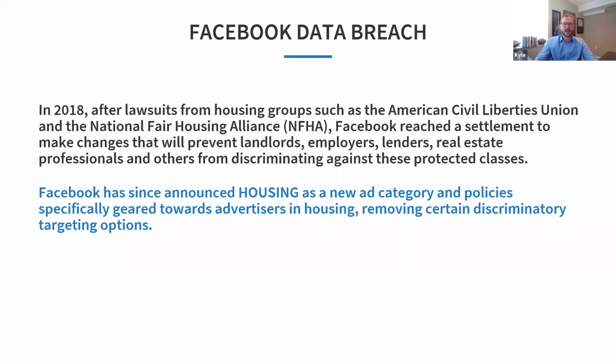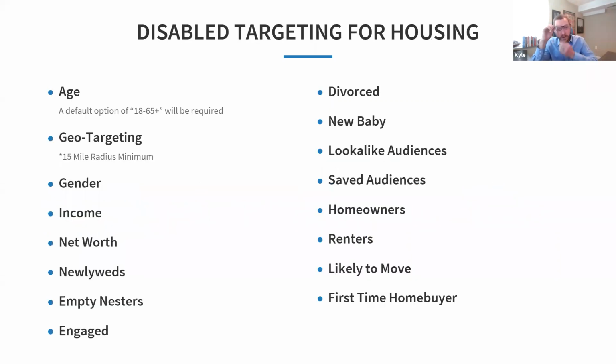So back in 2018, there's a Facebook data breach. And since then, they've announced housing as a new ad category and policies specifically geared towards us, right? And what they've disabled for us is all of this.